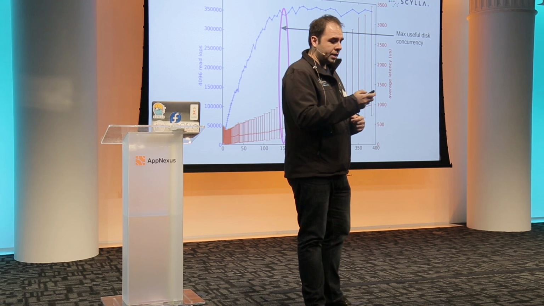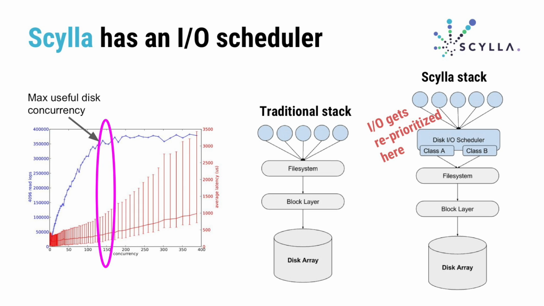So what we do instead is we queue those resources ourselves. Those requests are all in the database. They're not sent to the disk. We only send the amount of requests that you see here, in this case, for this particular disk, about 150.